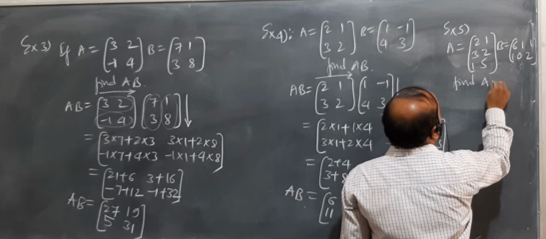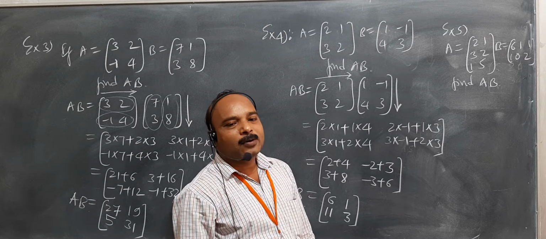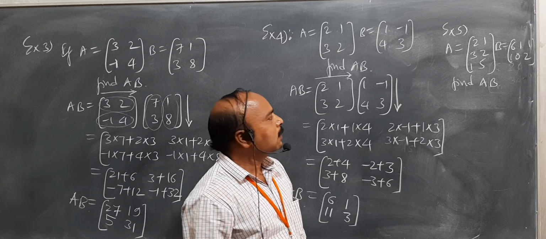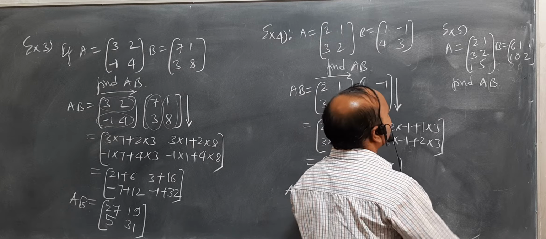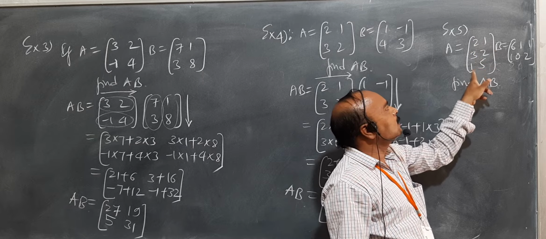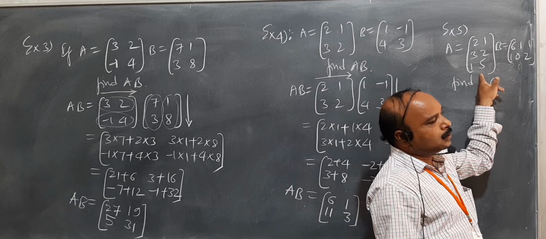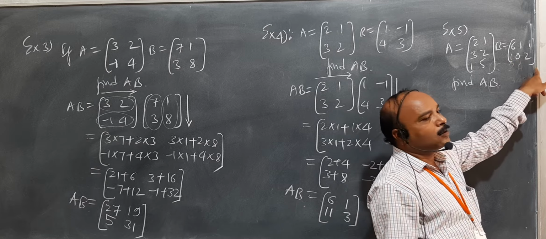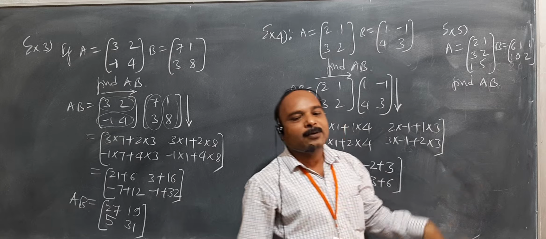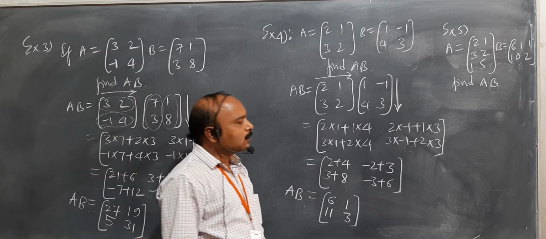Find AB. Now, before going to multiply A and B, we check the orders according to the multiplication of matrices. How many columns is the A matrix having? The A matrix is having 2 columns. And how many rows does the B matrix have? The rows of the B matrix are 2. Here columns are 2, here rows are 2. Therefore, AB will exist. We can calculate the matrix AB.